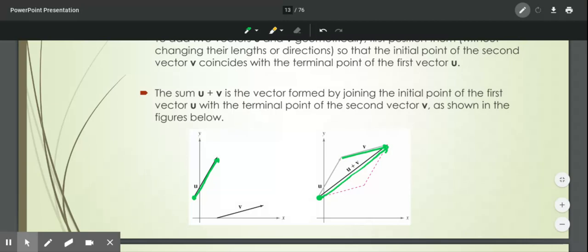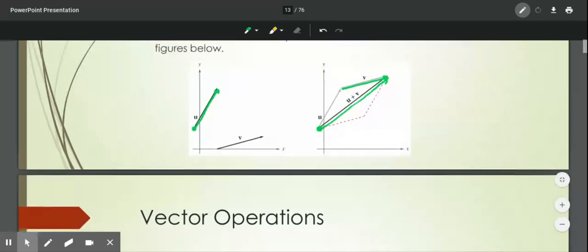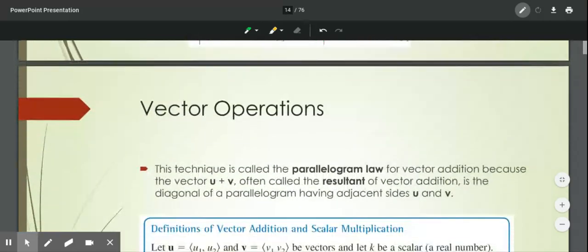So that's geometrically how you would add vectors. You put the initial point of one on the terminal point of the other, and then you draw a new vector from the initial point to the new terminal point. So if they ask you about geometrically, that's what they're talking about.